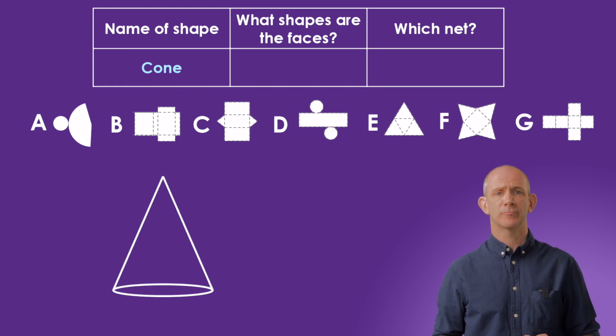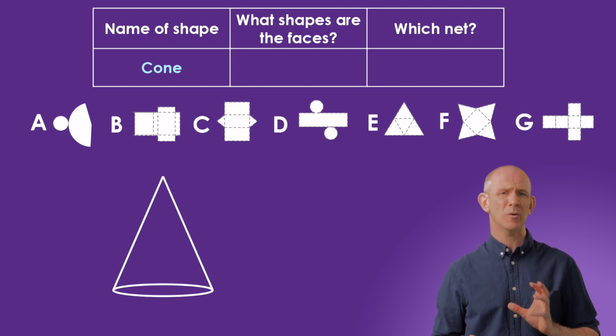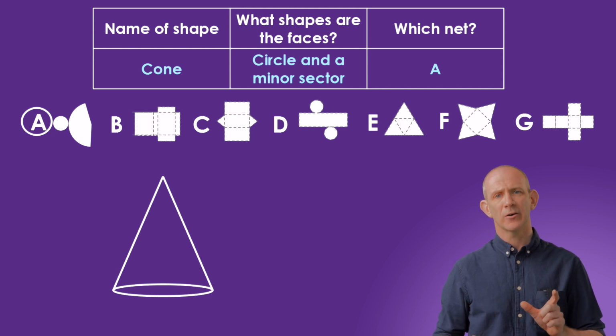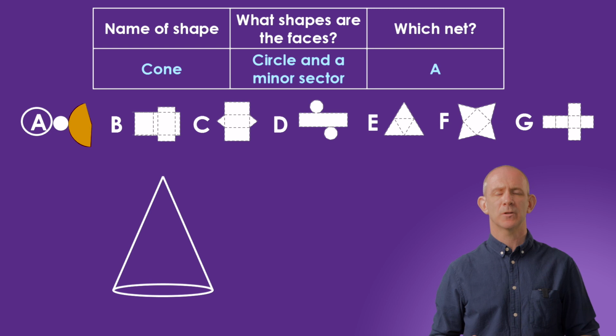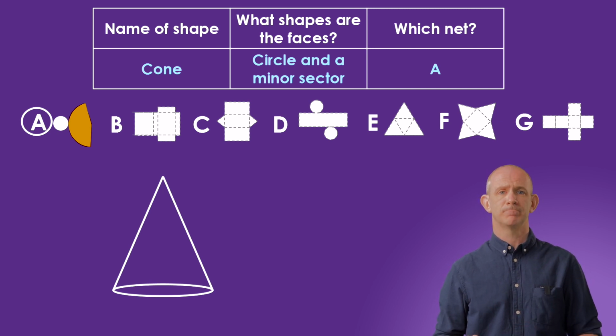Now we have a cone. If we were to unfold the faces of this shape, we'd see a circle on the bottom and then another shape that will look almost like a semicircle. We can see this is going to be net A. This part here is called a minor sector. We'll look at them in further detail in a future video on circles.